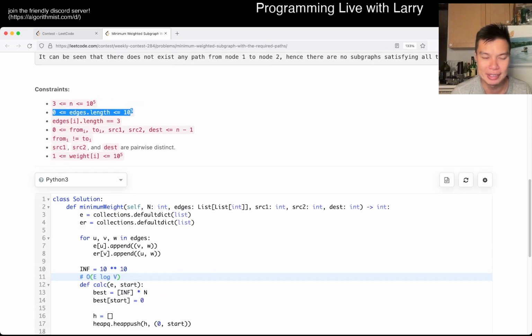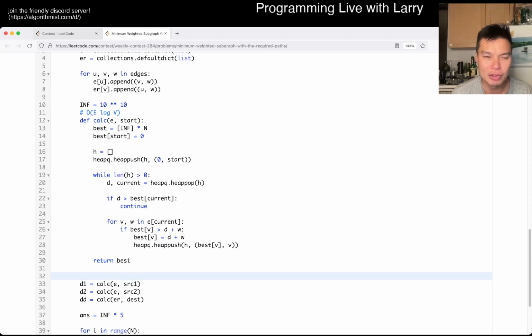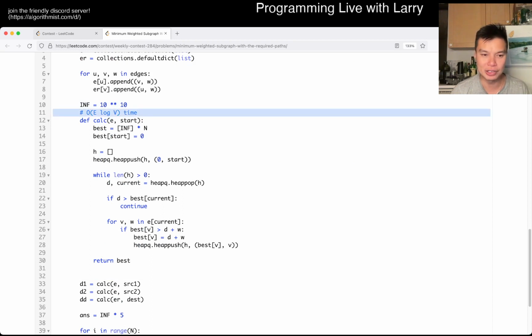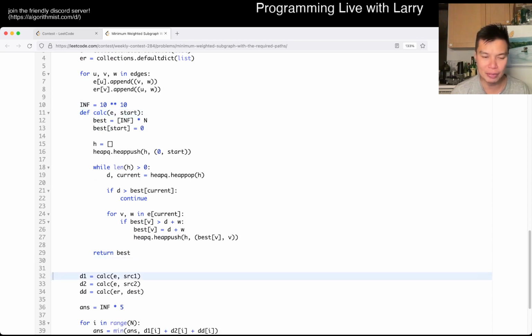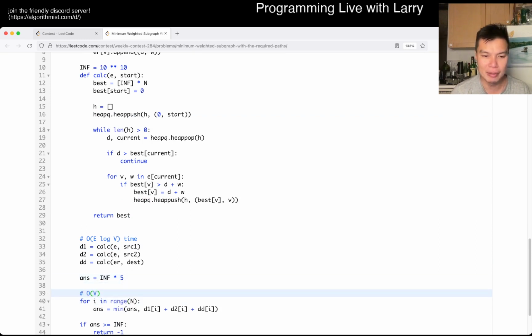Let me make it big again. That's what's going on, and of course we do this 3 times, so that's going to end up being the complexity for the time, because we just do it 3 times here. And of course, the end is just V, so this is also O of V. And that's pretty much it.